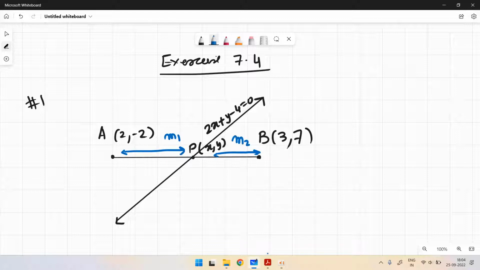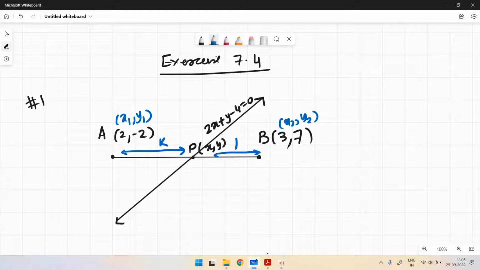Or alternatively, I can also write the ratio as k is to 1. Let it be k is to 1. Now this is my (x1, y1) and this is my (x2, y2).